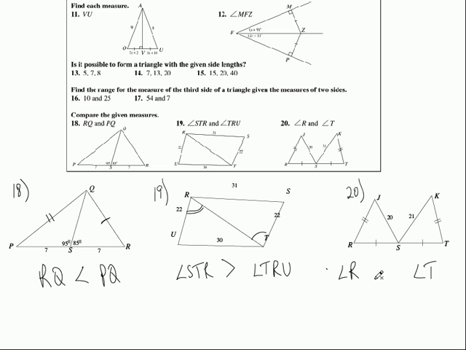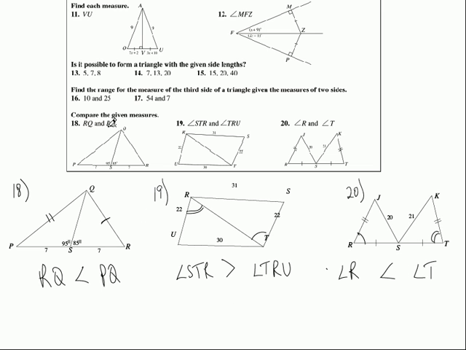Number 20. Let's mark angle R and angle T. I'm just going to write a less than or a greater than here. Let's take a look. Look at angle R right there. Look at angle T right here. Angle R is opposite 20. Angle T is opposite 21. So angle R is opposite a smaller side than angle T is opposite. And so that means angle R has to be less than angle T. That's how you write it.